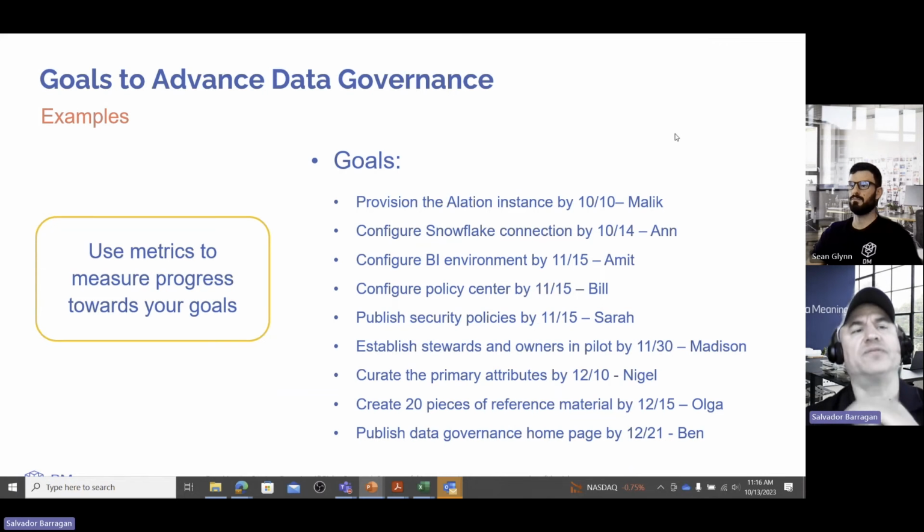And here's an example of some goals that can be advanced by data governance. Obviously, this is not the end all, but these are just some examples. I'll point some out.